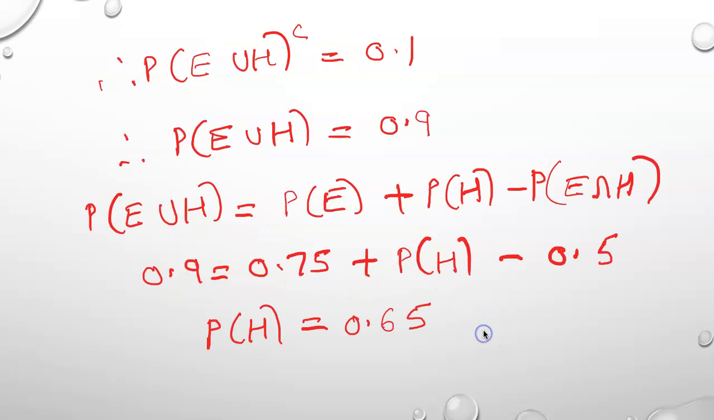Now what is E complement intersection H complement? It is E union H complement. So I have probability of E union H complement is 0.1, which means that probability of E union H is 0.9. So we use the law of probability. Probability of E union H is probability of E plus probability of H minus probability of E intersection H. Substitute for E union H, E, and probability of E intersection H. So we get finally probability of H is 0.65, which is the probability of passing the Hindi exam.